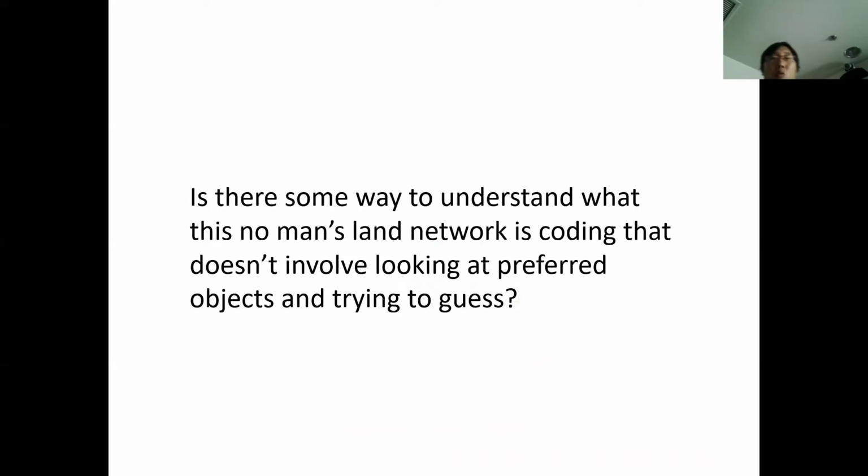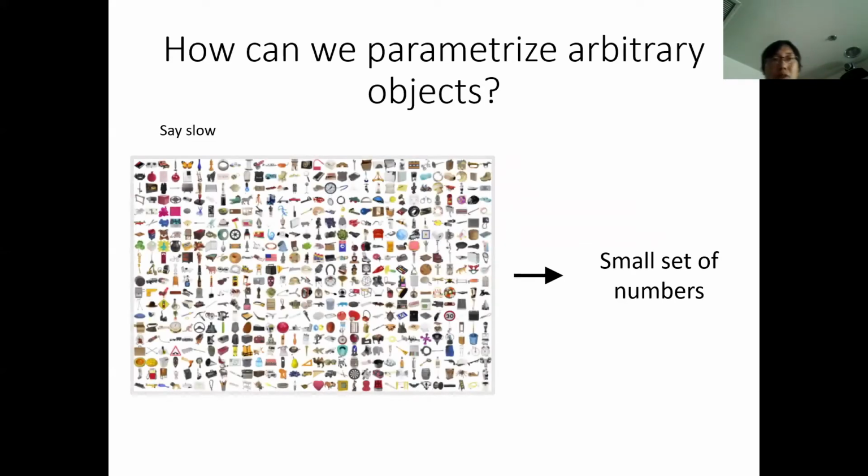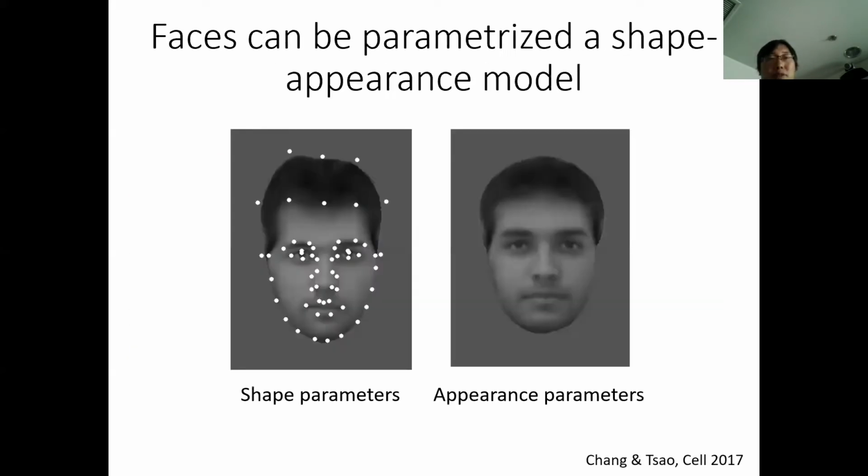So is there some way to understand what no man's land is coding that doesn't involve looking at the preferred objects and trying to guess? Can we approach that in a more principled way? The key challenge here is to develop a way to parameterize objects. In other words, to describe an arbitrary object with a small set of numbers.